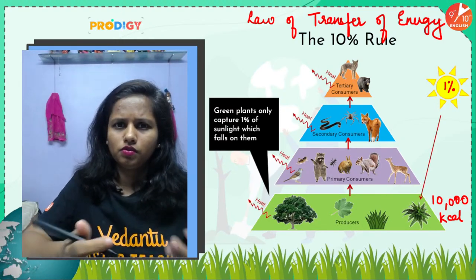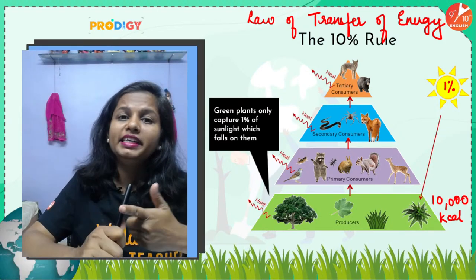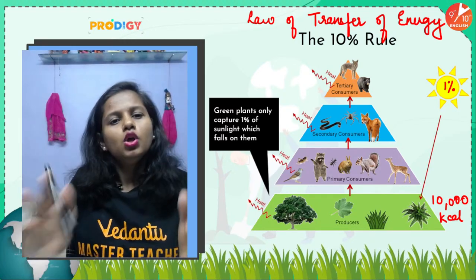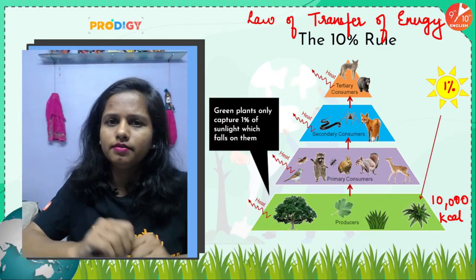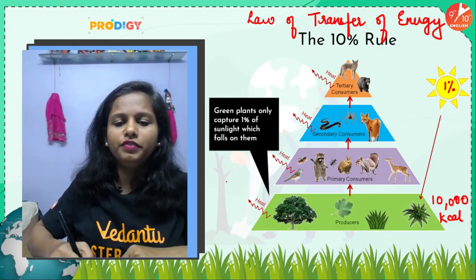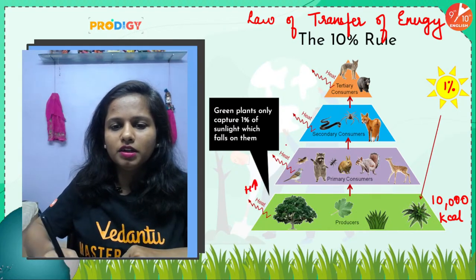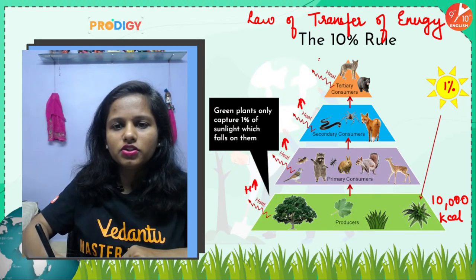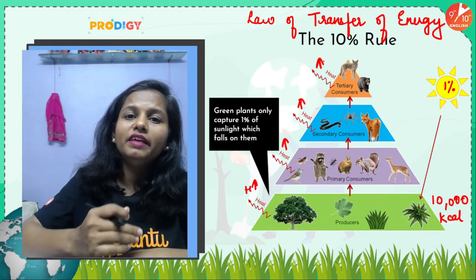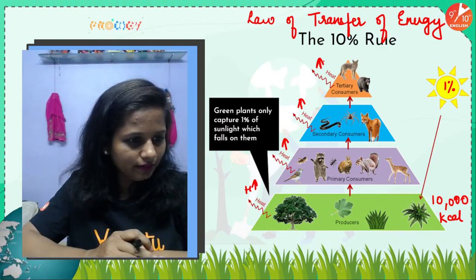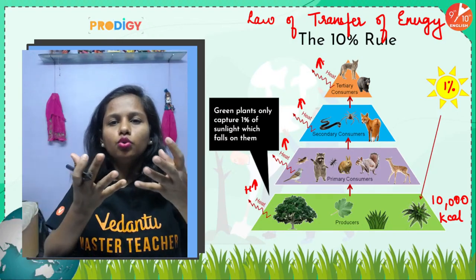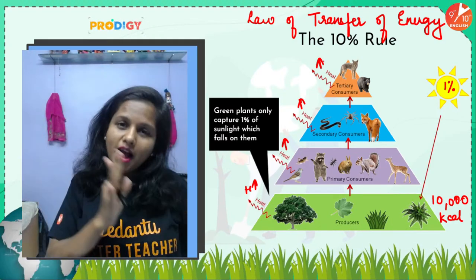Now, this 10% rule says that an organism will use some amount of energy for its own life processes. There's digestion, maintenance of various body organs, growth, reproduction. There are so many things happening in our body. Some amount of energy is always lost into the surroundings in the form of heat. Can you see that heat energy is being lost? And then whatever energy is left is made available to the organisms present at the next trophic level. Understanding? Okay. So, to make it very simple: kuch use kiya, kuch lose kiya, kuch pass kiya.